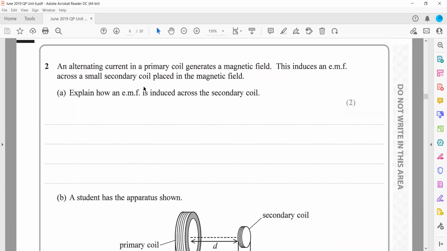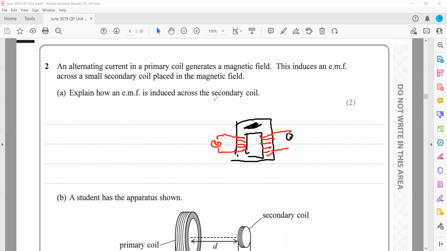Explain how EMF is induced in the secondary coil. You have to explain the working of a generator here. An alternating current in a primary coil generates a magnetic field, the transformer basically. Like in a transformer, there's a primary coil and there's a secondary coil. An alternating current produces a change in magnetic field, which magnetizes the iron core, and the change in magnetic field of the iron core induces EMF in the secondary coil.